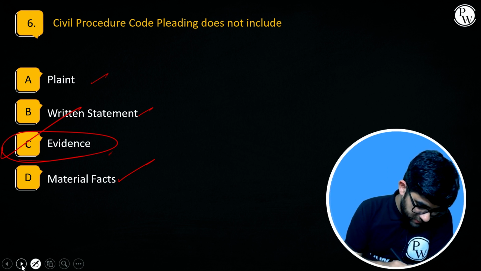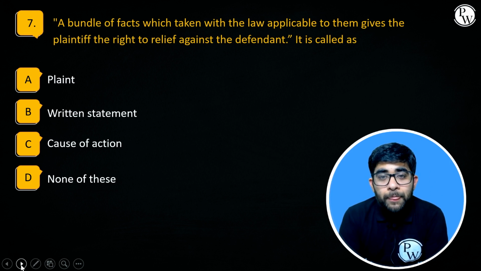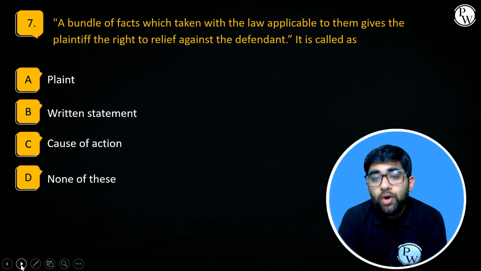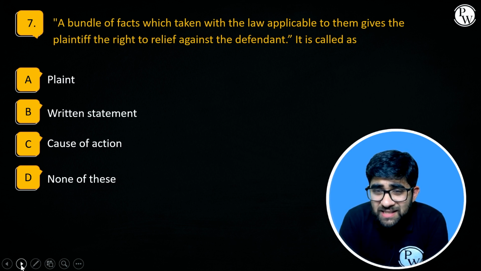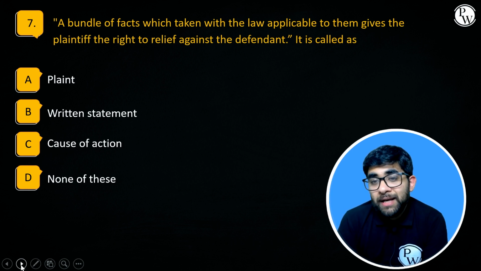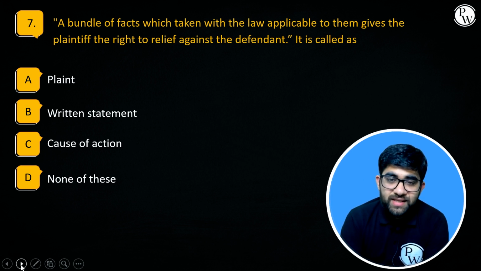All right. So next, a bundle of facts which taken with the law applicable to them gives the plaintiff the right to relief against the defendant. It is called plaint, written statement, cause of action, or none of these. The answer to this is cause of action, because these bundle of facts only constitute the facts of cause of action. So cause of action is like when the time occurred, the plaintiff was forced to approach the honorable court. So the answer to this is C, cause of action.